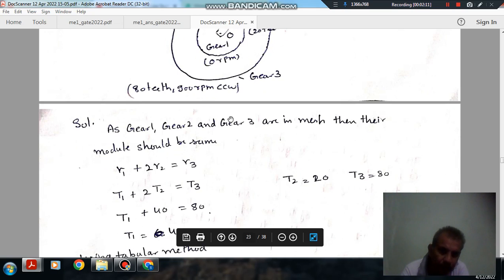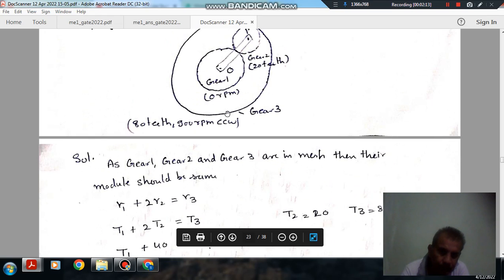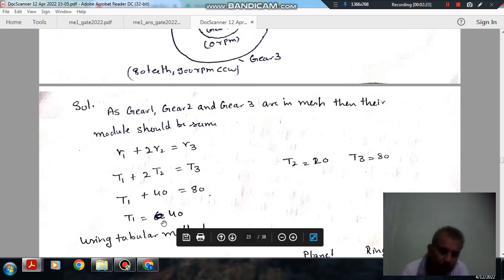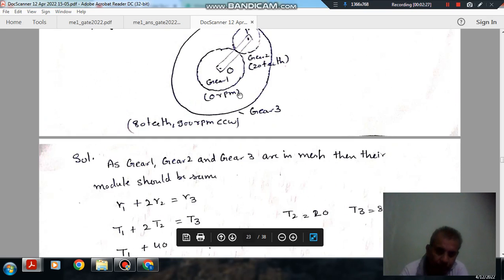And T2 is given as 20, so 2 into T2 will be 40, and T3 is given as 80. So T1 will be 40. So now we have found out the number of teeth on gear 1.